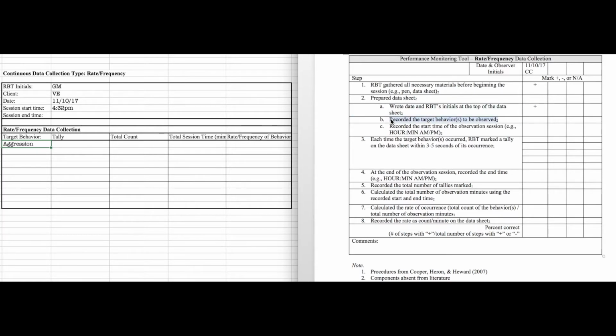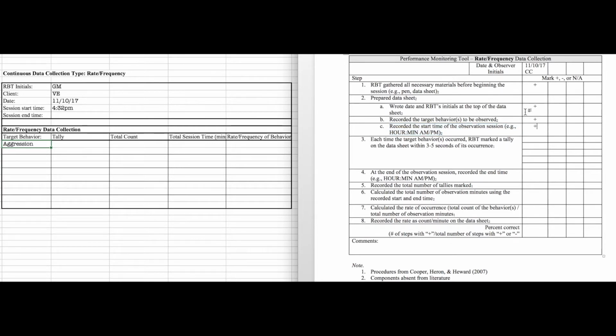Recorded the target behaviors to be observed. Grecia is tracking aggression using rate or frequency, and here she recorded aggression as a target behavior. So again, she gets a plus. Finally, recorded the start time of the observation session. Here, under session start time, Grecia recorded that she started at 4:32 p.m. So again, for this step, she gets a plus.